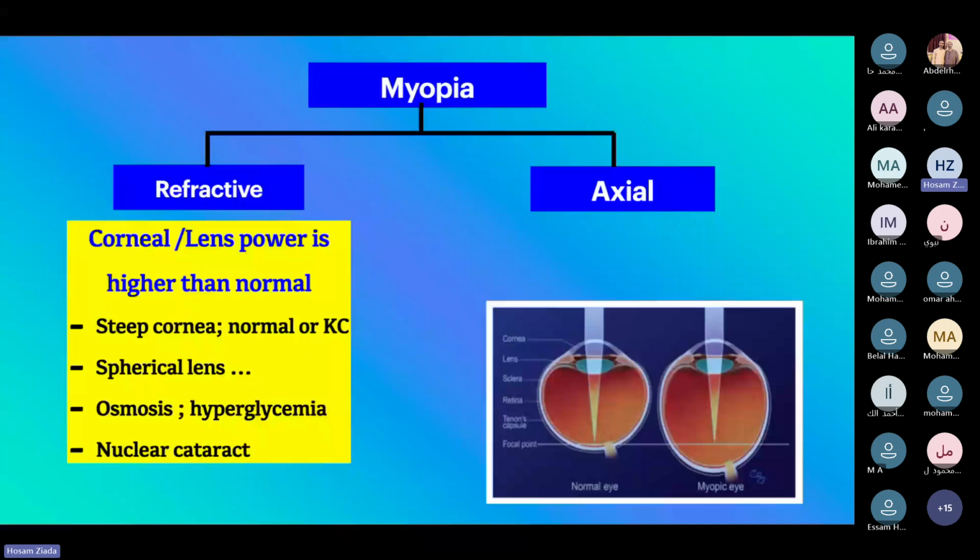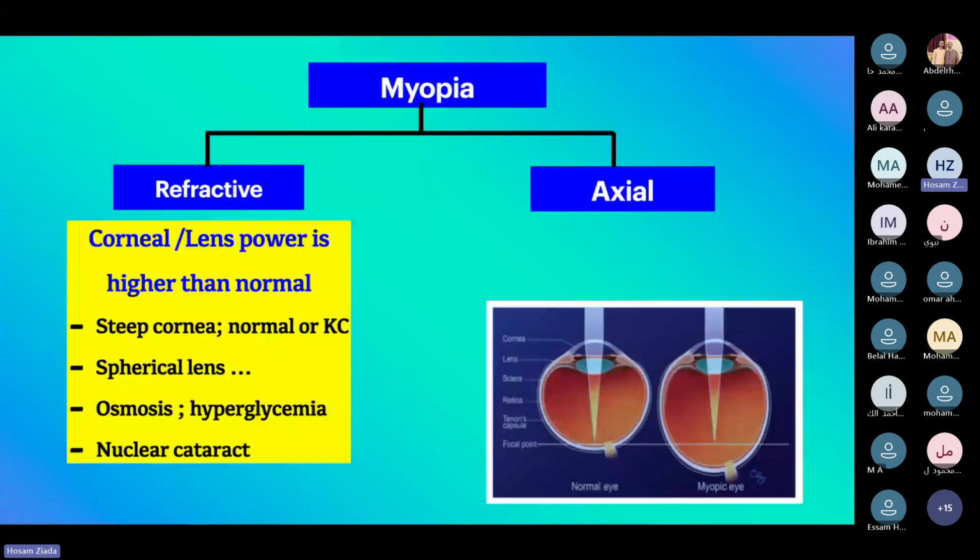And nuclear cataract is called index myopia or refractive myopia as well. The increased refractive index of the nucleus of the lens in nuclear cataract causes what's called induced myopia. It's not actual myopia, but induced myopia. So when you remove this cataract, you remove this increased index, and then the patient will be able to see clearly again.